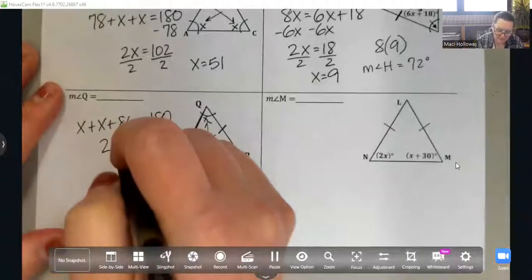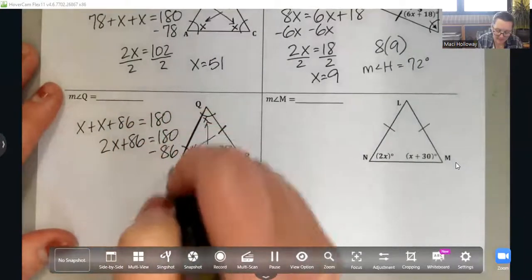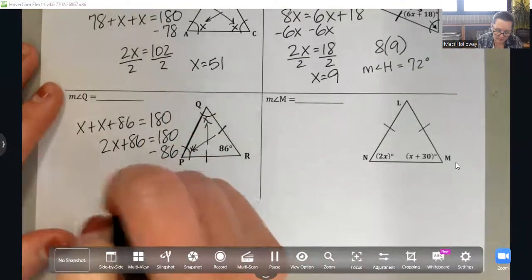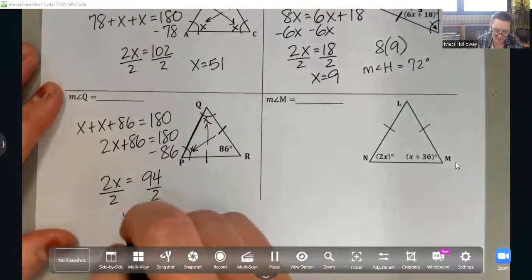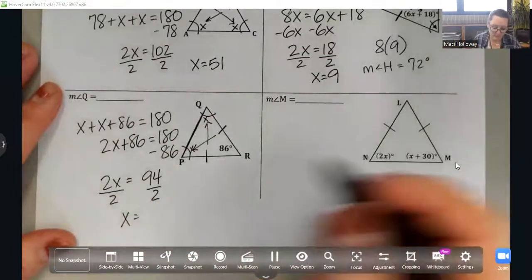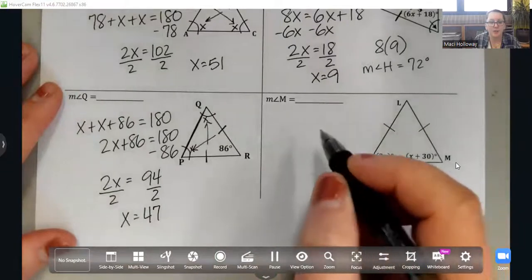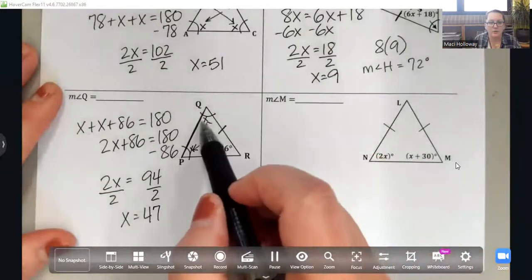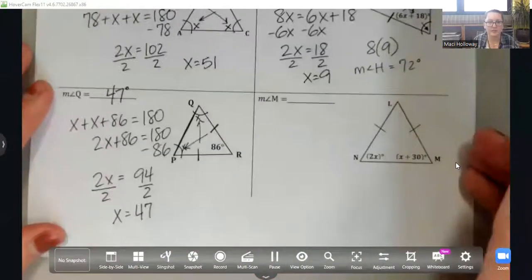So we have 2x plus 86 equals 180. Subtract 86, and we get 94 equals 2x. Divide by 2, and x equals 47. So I'm looking for the measure of angle Q. Q is x, so Q is 47 degrees.